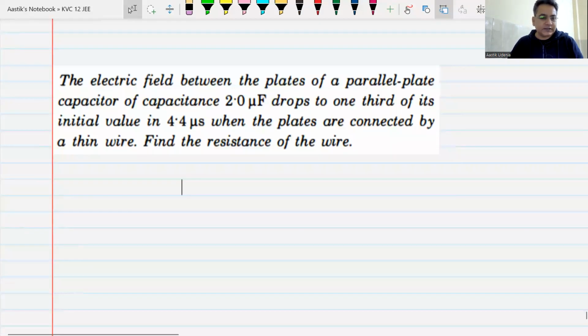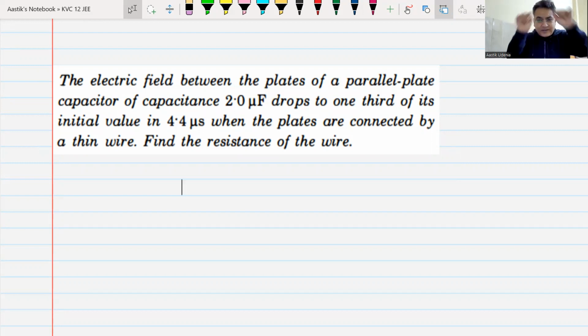And the question goes like this. Electric field. We talked about potential, we talked about current, but never talked about electric field. I will leave it to you how you do this. If you understand the concept, you will get the result. The electric field between the plates of a parallel plate capacitor of capacitance 2 microfarad drops to 1/3 of its initial value in 4.4 microseconds when the plates are connected by a thin wire. Find the resistance of the wire.